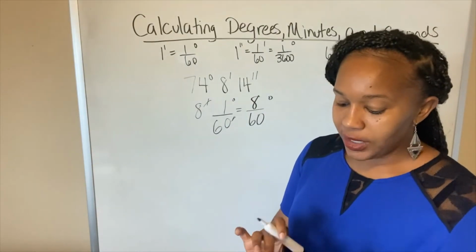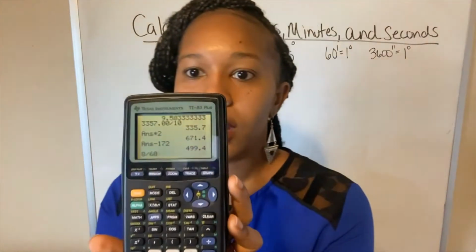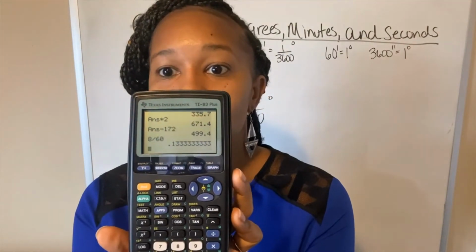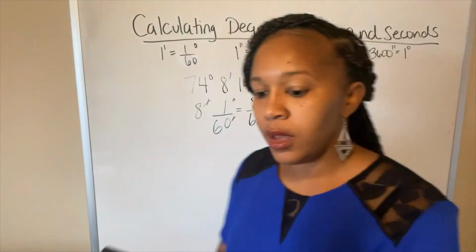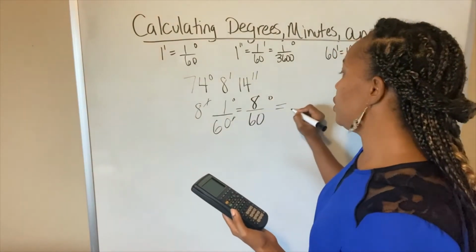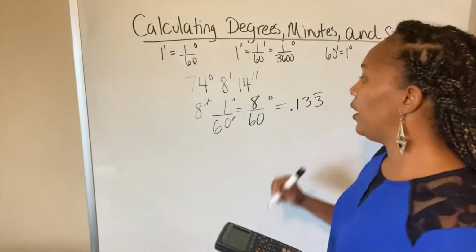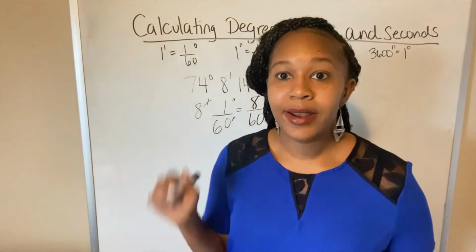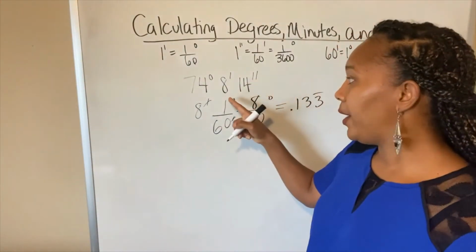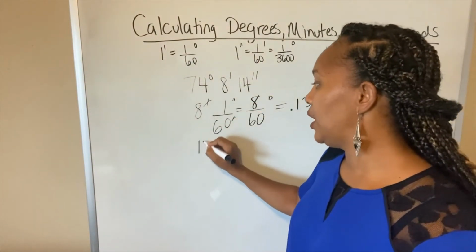So to figure out what that is as a decimal, you just put it in your calculator. Do 8 divided by 60 and you see a repeating decimal. So you get 0.133333333 repeating, okay? Well, that's the minute part. Now we need to convert the seconds part.